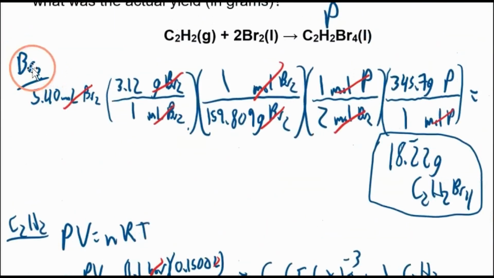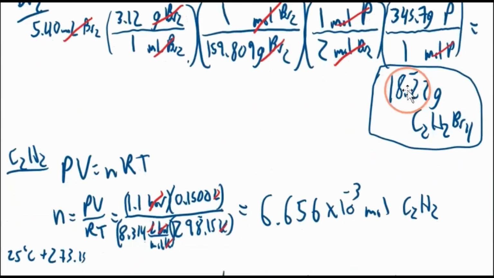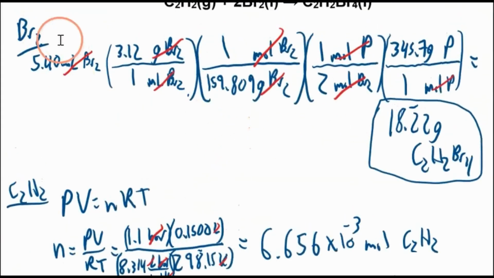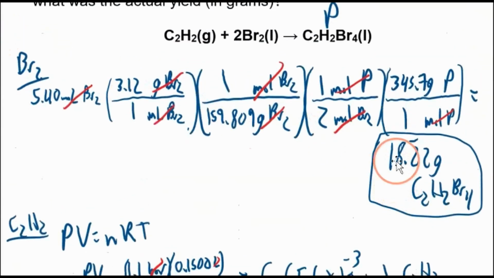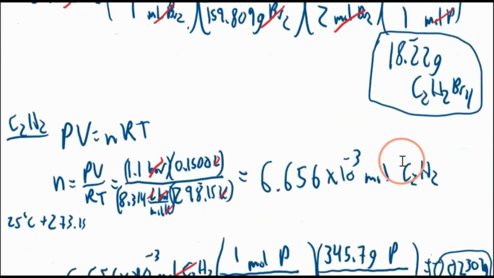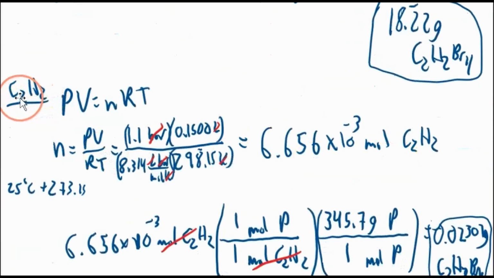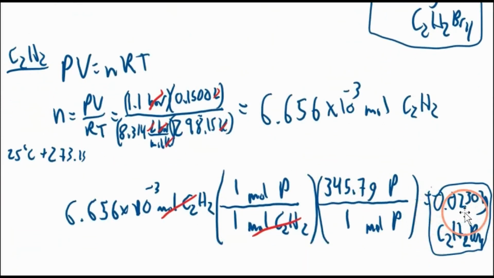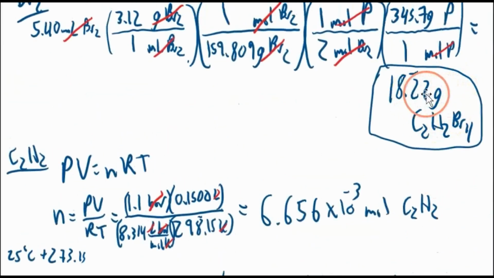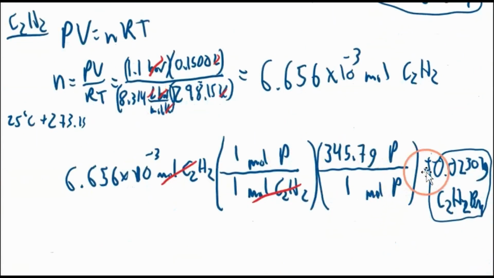But if the other one, bromine, reacted fully, we could make 18 grams, holy. We have enough bromine to make almost 18 grams of product, but we only have enough of the gas, the C2H2, to make a fraction of a gram. This is like 23 milligrams of product. We can't make this much product because we don't have enough of the gas, so this is limiting how much we can make.